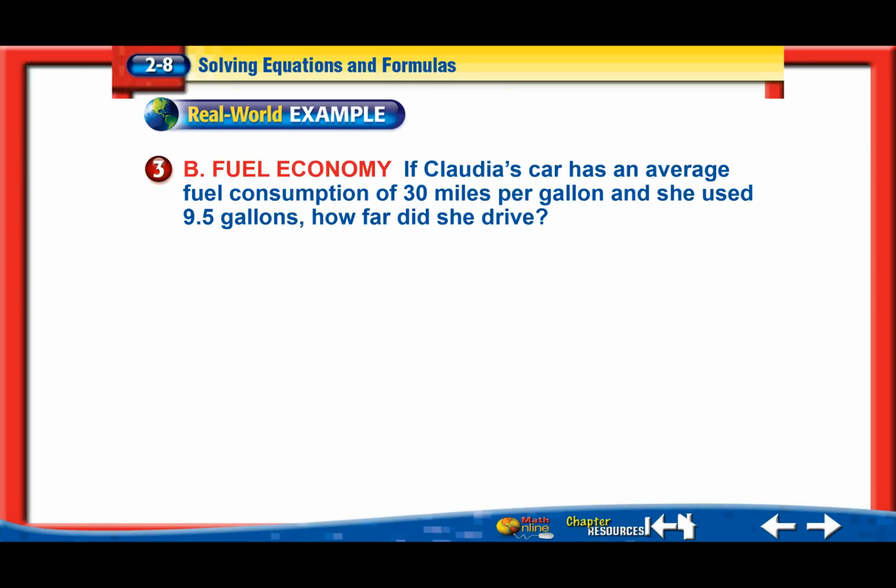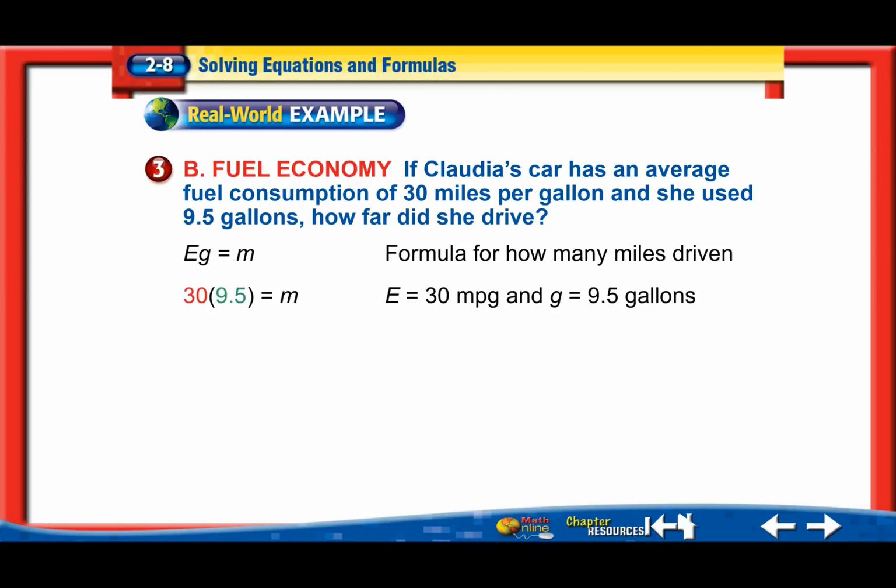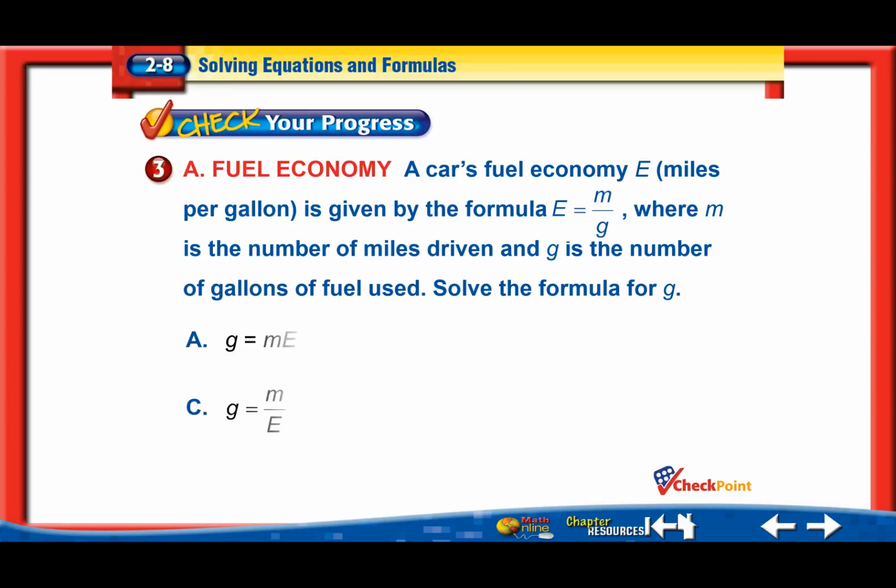So if Claudia's car has an average fuel consumption of 30 miles per gallon, and she uses 9.5 gallons, how far does she drive? Using the formula we just found, her average fuel consumption is 30 miles per gallon. So that would be her economy, 30 miles per gallon, times 9.5 gallons. And that gives me she drove 285 miles. And go.